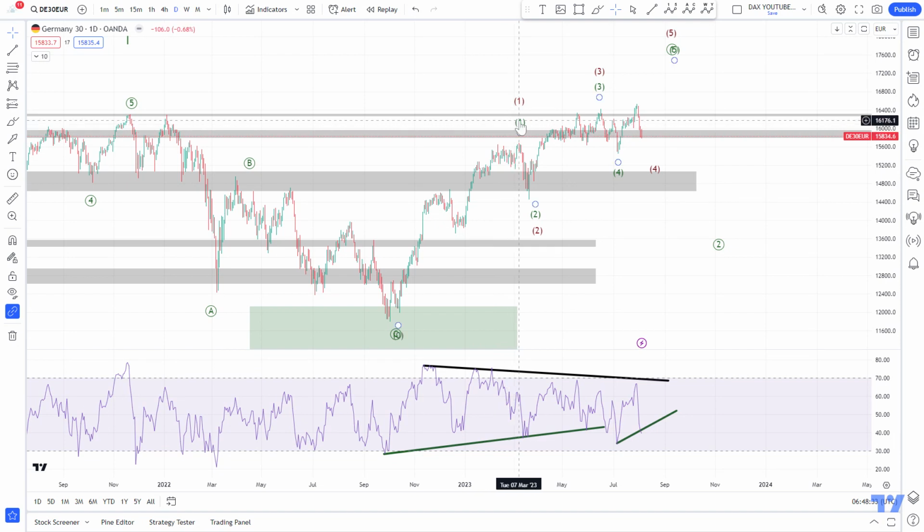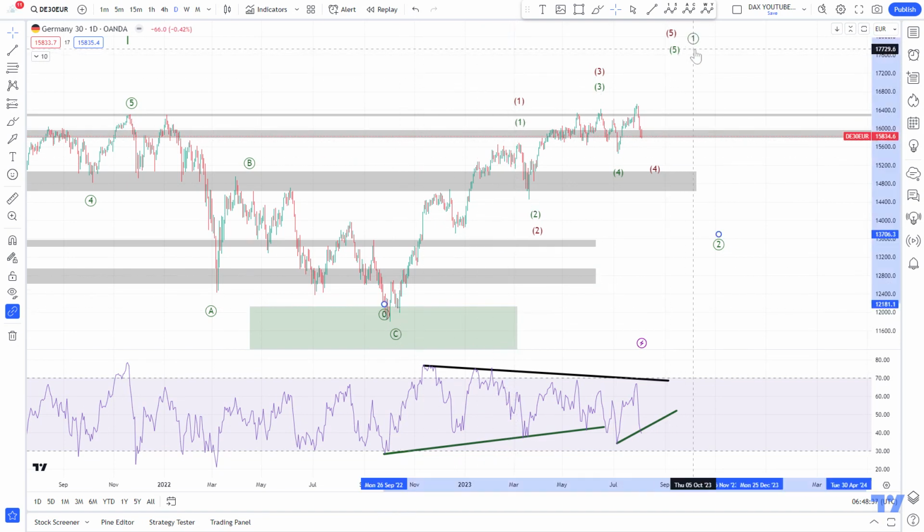So first of all, my primary scenario is that we are working here on this wave one, and so this wave one should again go in five waves, and we have, in my opinion, here wave one, two, three, four, and then we should have a 5 to the upside. So then from this wave 4 low, this should be our wave 1 up, wave 2 down, and then 3, 4, 5 like this, ending this wave 5.